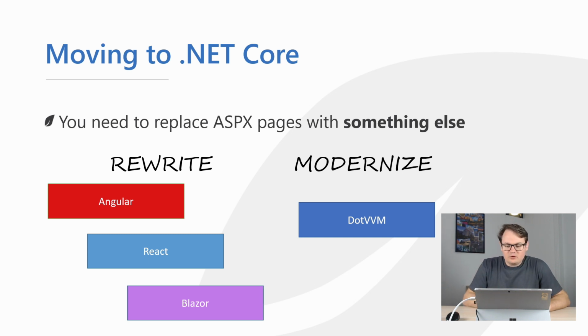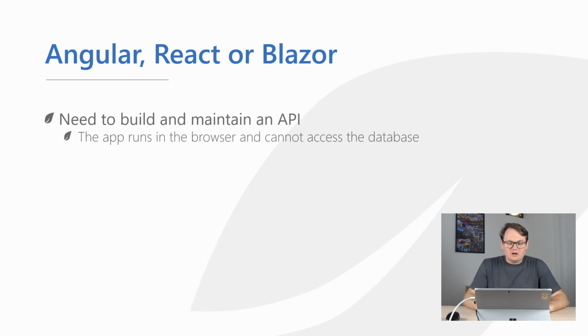If you think about a modernizing approach, then .vvm can really help, because you can stay in the same application and you can do the incremental modernization, page by page, class by class, piece by piece, and feature by feature. So with Angular, React, or Blazor, you will need to build and maintain an API. If you already have an API, then this is a little bit easier, but in general the application runs in the browser, so it needs to talk with the database and it should do it through some API.